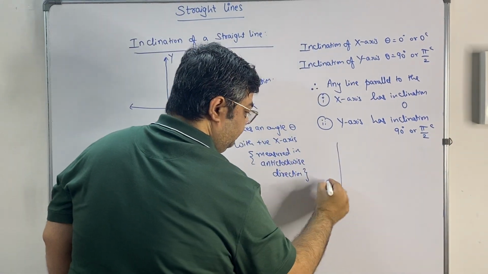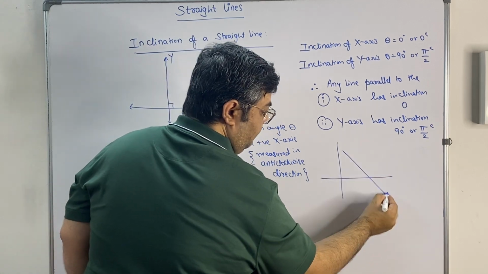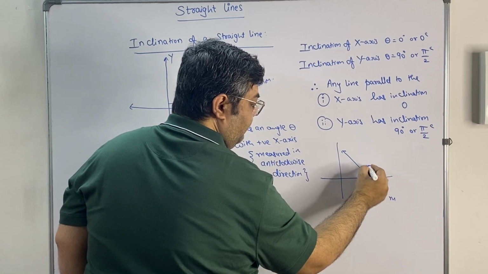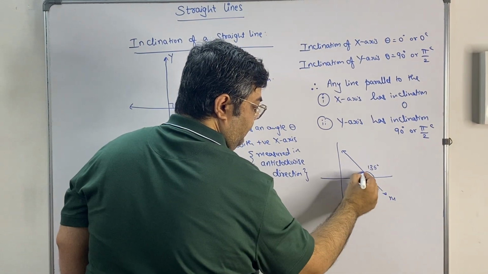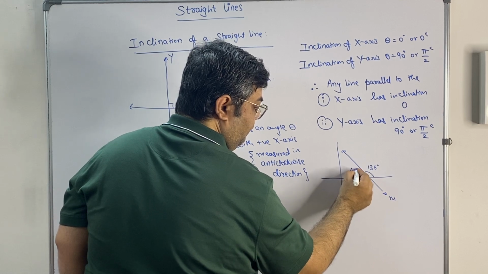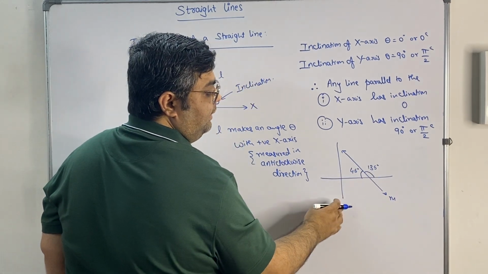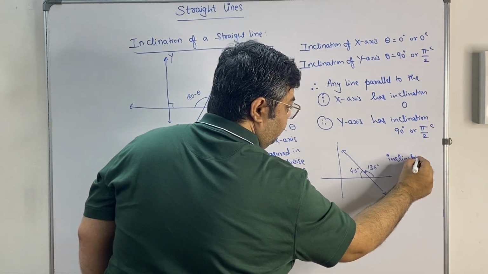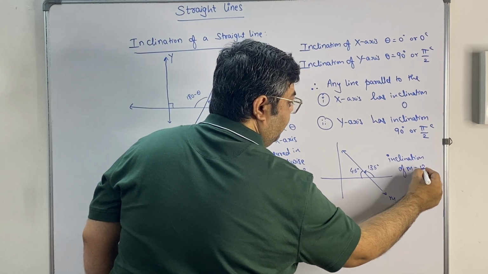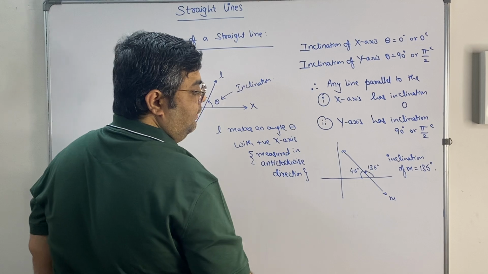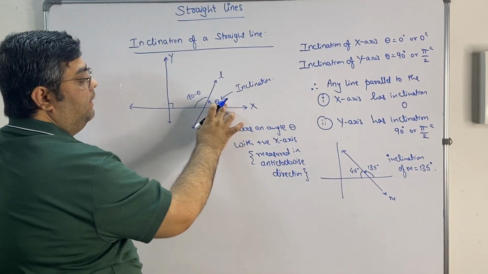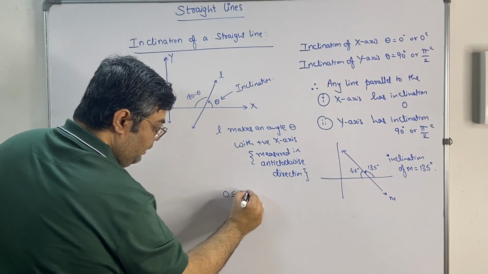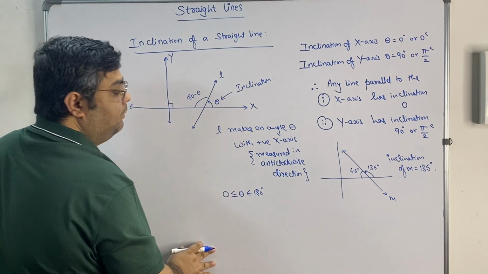Suppose we have a line M. Now this angle is 135 degrees. The remainder is 45 because they are forming a linear pair, they are supplementary. So the inclination of M is 135 degrees. As can be observed, theta, that is the inclination, can take values between 0 and 180 degrees only.